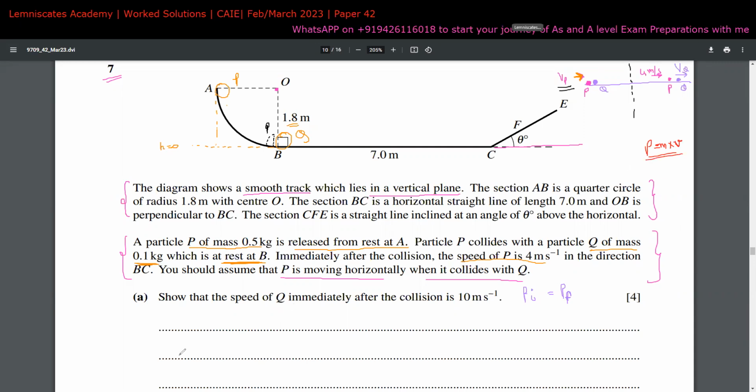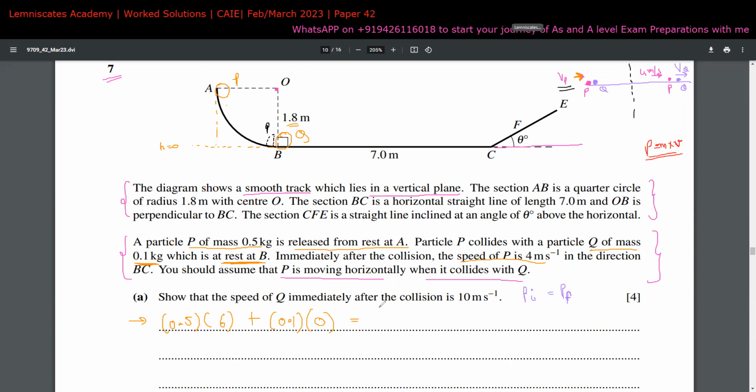So now for the initial conditions, the mass of P is 0.5 and the speed at which it's moving is 6. That's what we figured out just a second ago. And after that, for Q, mass is 0.1 kg, but now there is no speed. Initially it was at rest.